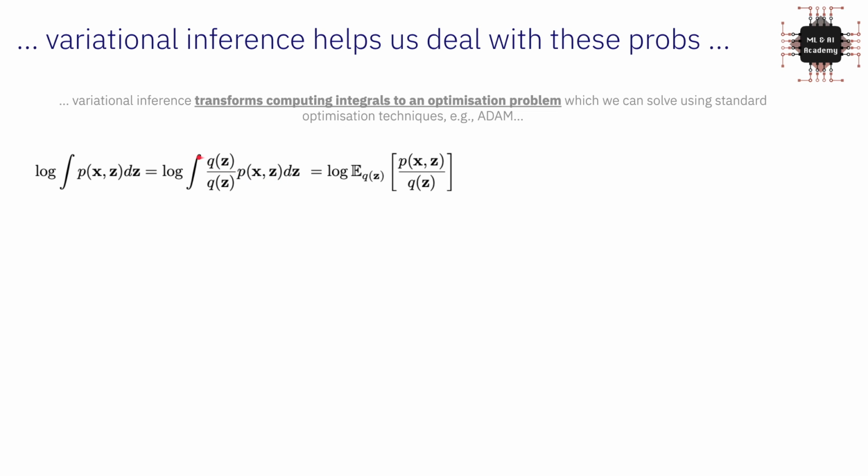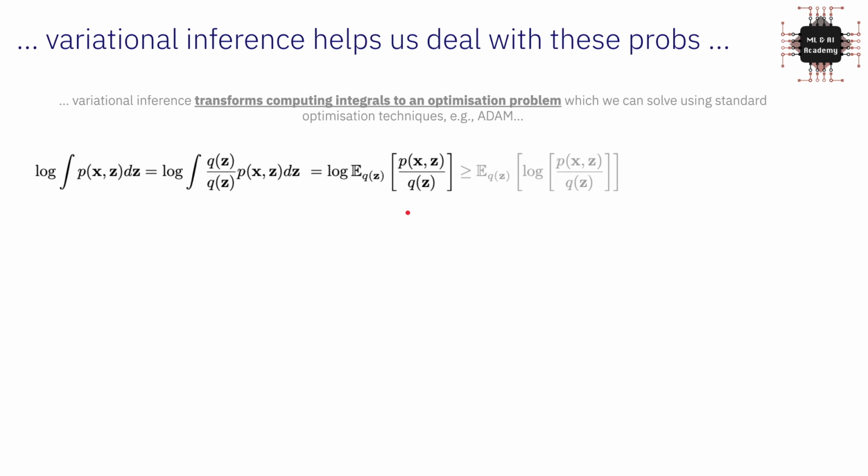So the idea here is that you will have the integral of q of z times this ratio, which is nothing but the expectation under q of z of this ratio, which is p of x and z over q of z. So again, what we've done is we introduced a variational distribution over the latent variables, and then we just wrote that as the expectation.